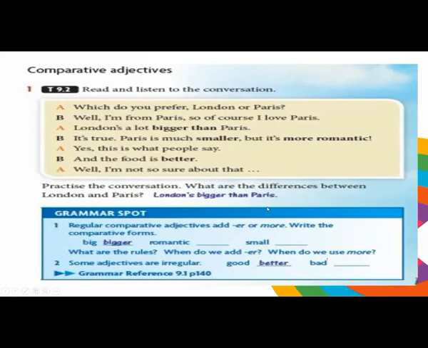So something like this, and then you spotlight or focus on the rule. Big, bigger; romantic, more romantic than; small, smaller, and so on. And there are some irregular adjectives such as good, better; bad, worse, and so on. So this is explicit learning. You give them some examples at first, and you give them a chance to elicit the structure or the rule from these examples.